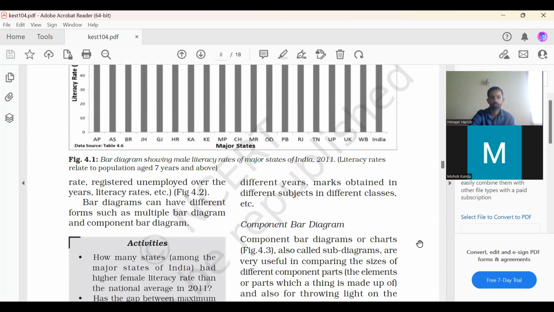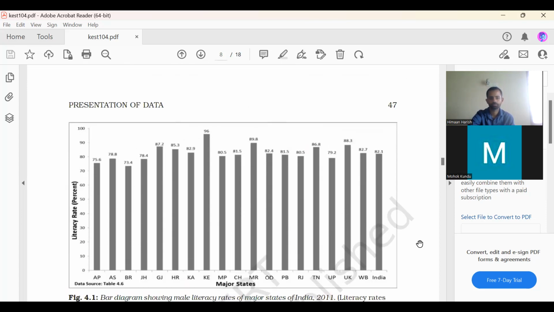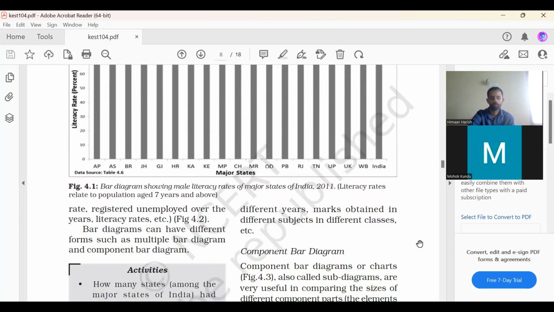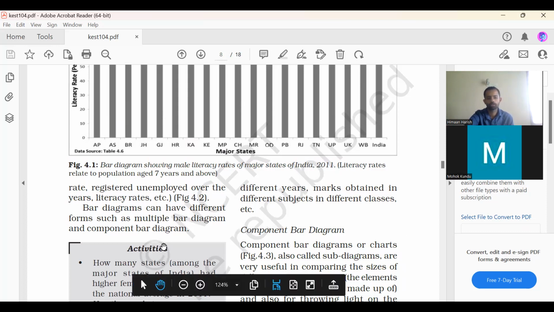So, figure 4.1 we have studied, and 4.2 as well. Figure 4.1 shows the bar diagram of male literacy rates of major states of India in 2011. Literacy rates relate to population aged 7 years and above. Bar diagrams can have different forms, such as multiple bar diagram and component bar diagram.